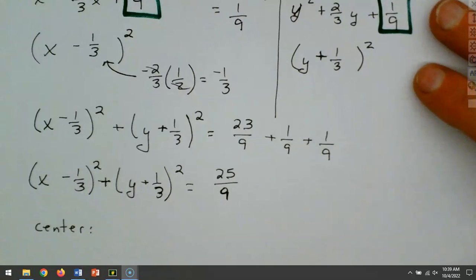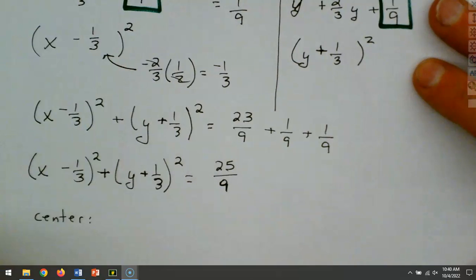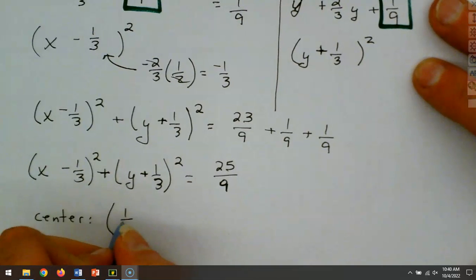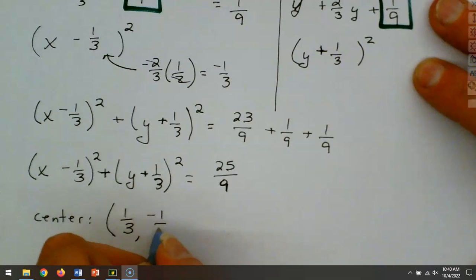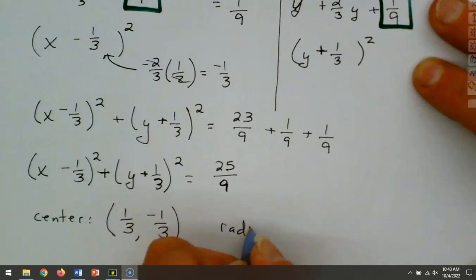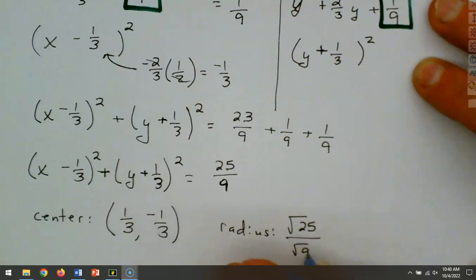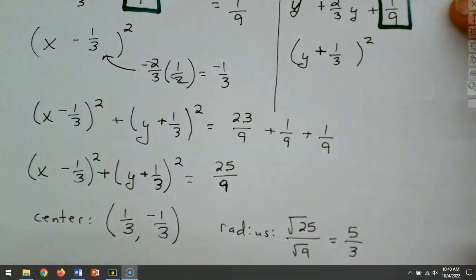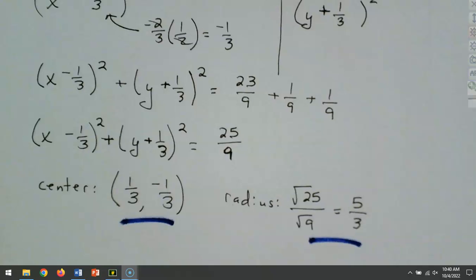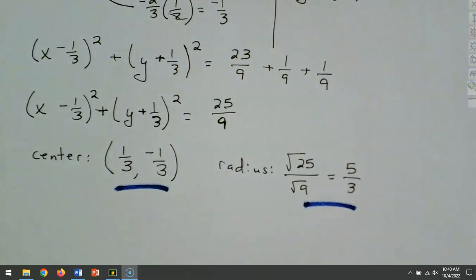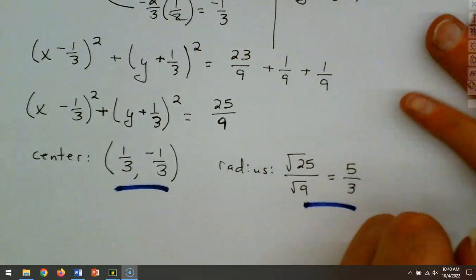What would my center now be? Okay, we switch our sign. So that's going to be a positive 1/3, negative 1/3. And what about your radius? Radius is the square root of 25 over the square root of 9, which is then 5/3. We'll do one more of these complicated ones, and then we'll do two easier ones after that.